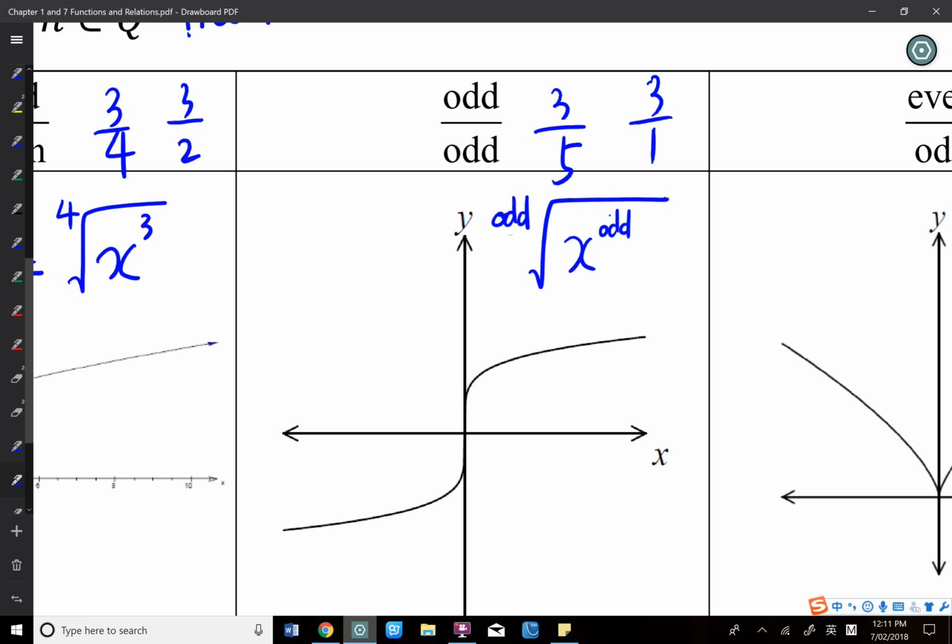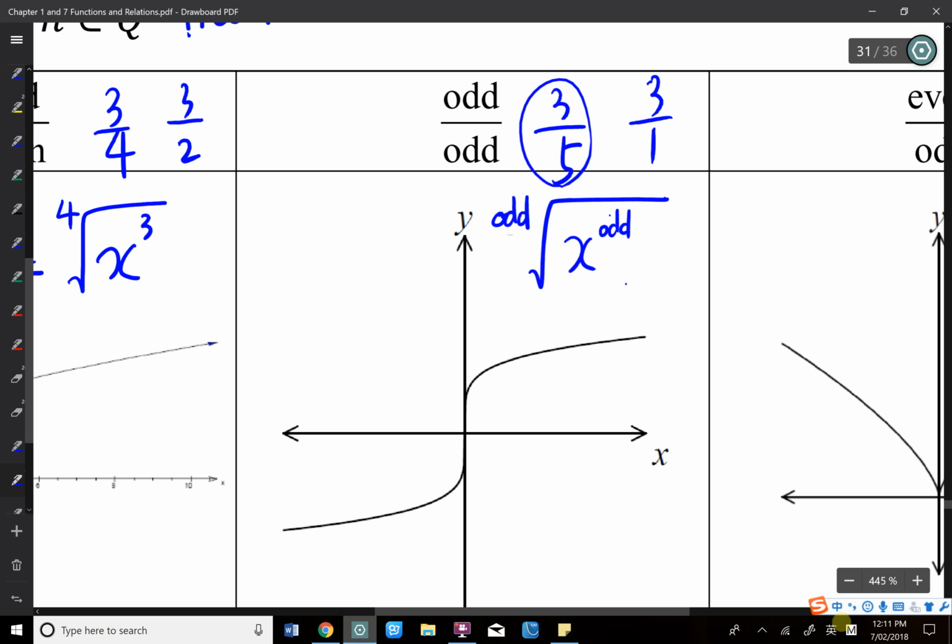Yes? For example, like 3 or 5. X to the power of 3, root 5. Do I have a positive value out? Yes, so it will be in the first quadrant. Okay, part of the graph will be in the first quadrant.